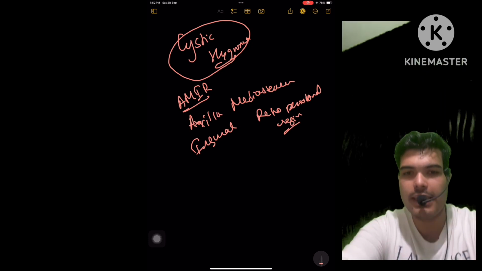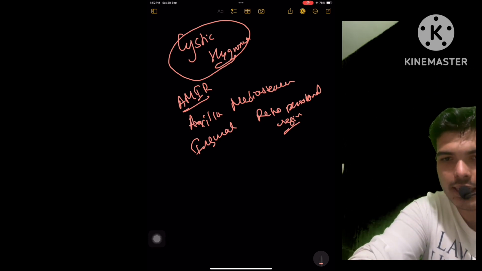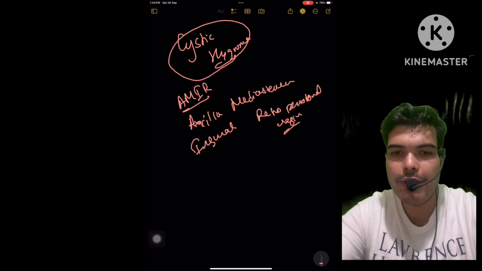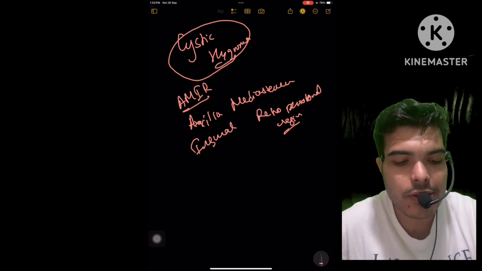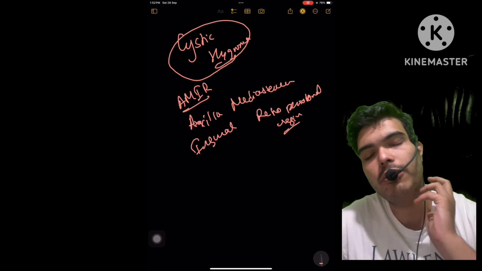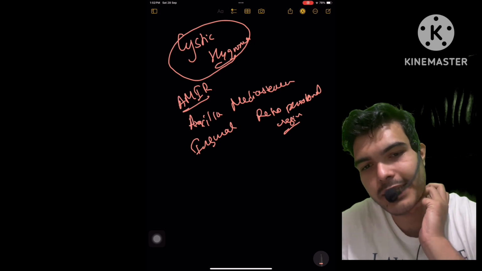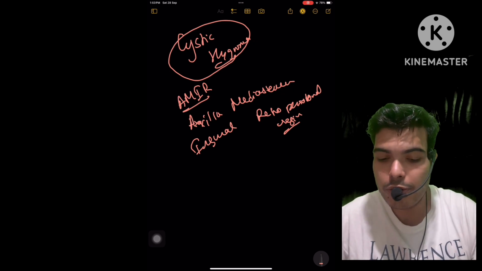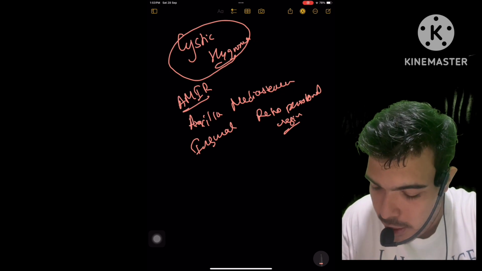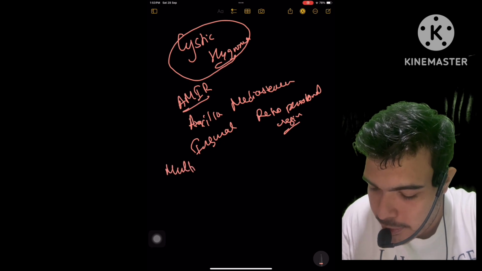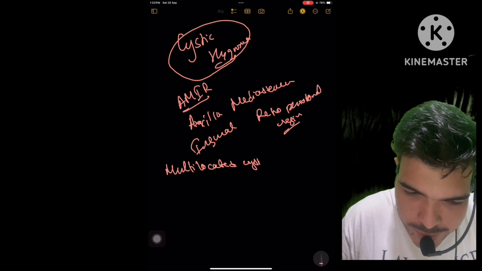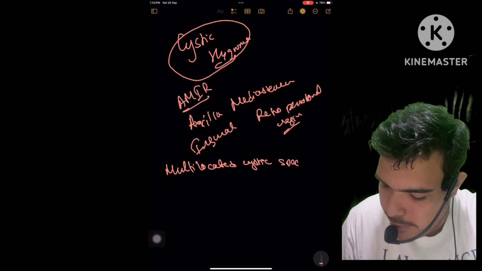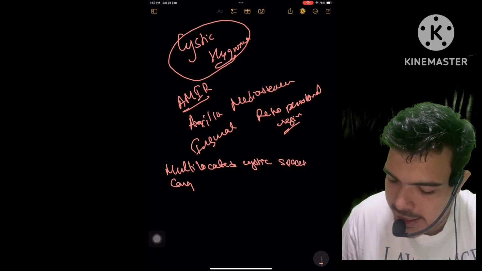Let's get the concept well clear. Whenever we talk about cystic hygroma, it is a congenital condition. It is multiloculated cystic spaces you can see in this area. So, write it down: multiloculated cystic spaces. It can be congenital, or it can be seen later after birth.